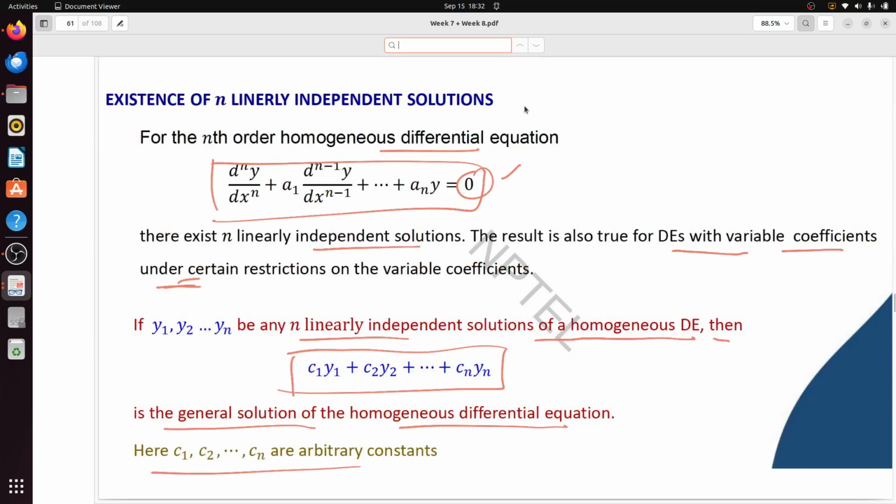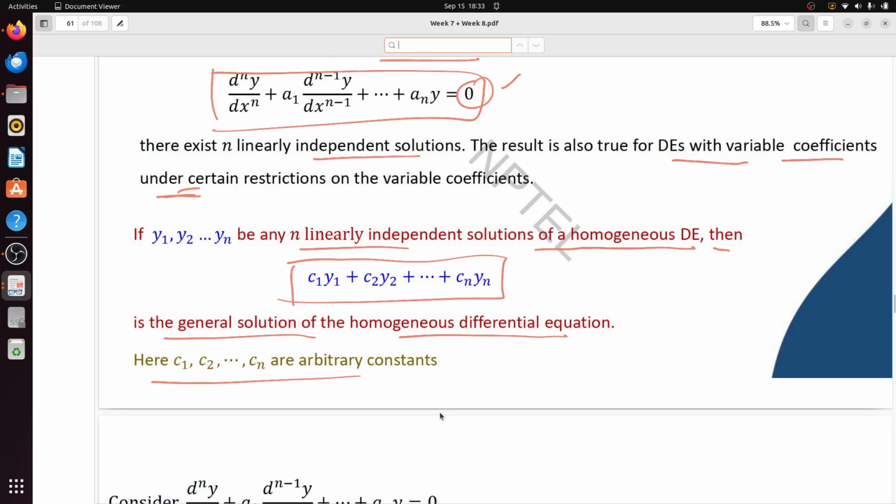Next, existence of n linearly independent solutions. For the nth order homogeneous differential equation d^n y/dx^n + a1 d^(n-1) y/dx^(n-1) + ... + an y = 0, there exist n linearly independent solutions. The result is also true for differential equations with variable coefficients under certain restrictions on the variable coefficients. If y1, y2, ..., yn are n linearly independent solutions of the homogeneous differential equation, then the general solution is just the linear combination of them. This is called the principle of superposition.